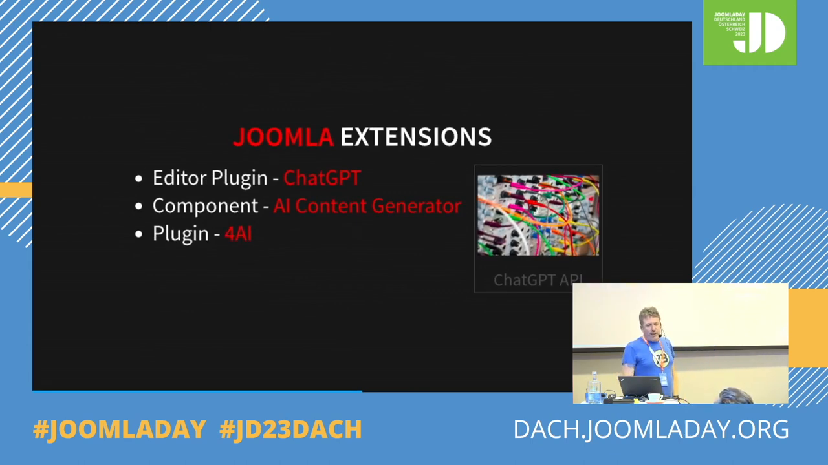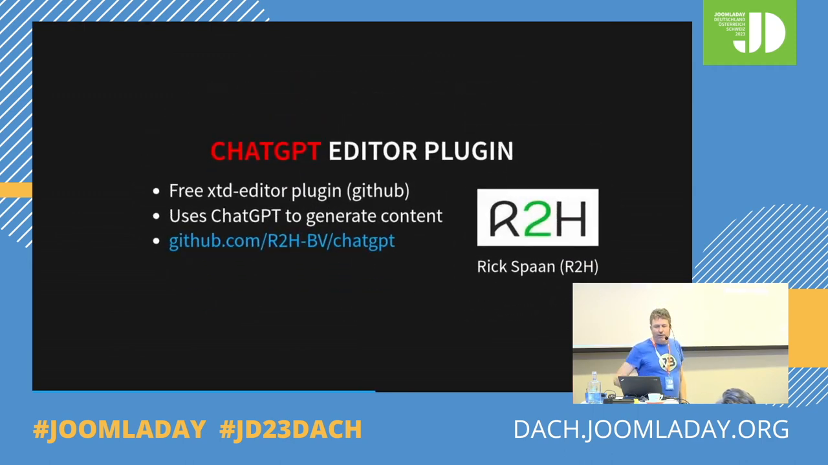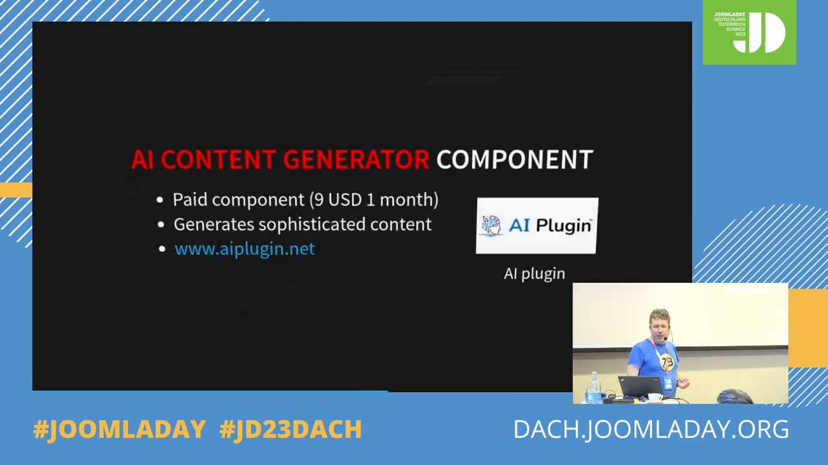I found three different extensions for Joomla. Probably there are more now. First is a free extension of Rikspaan. When I tried it, there was an error or something. It didn't really work out, so I didn't get it to work. But the concept was really interesting. I have a plugin in your editor, just like if you use JCE or something else, you have those buttons on the bottom. This would also be such a button to communicate with ChatGPT.